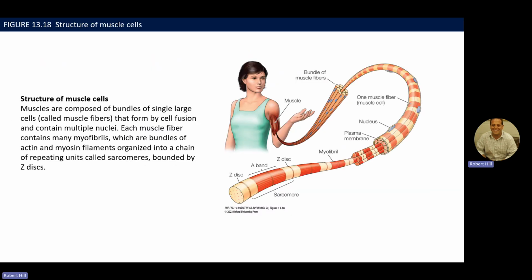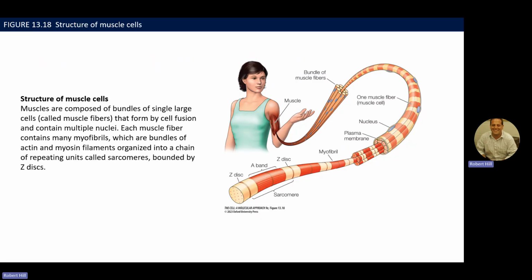All right, so here you can see this figure shows a very detailed structure of a muscle fiber. You can see that the skeletal muscle tissue is composed of bundles of long multinucleated cells, which we call muscle fibers. Each of those, remember, is formed by cell fusion, which is why they're multinucleated. Within each muscle fiber are many myofibrils, and each myofibril is divided into these repeating units called sarcomeres. Those are delineated by Z-discs.